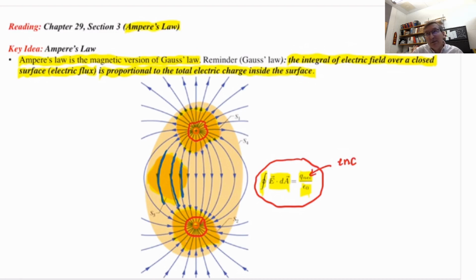But Gauss's law says I don't have to actually do the integral of E dot dA to get the electric flux. I can just take the total Q enclosed and divide by epsilon 0. Aha! But there is no Q inside S3, yes? None at all. So the Q enclosed is 0. So the integral of E dot dA for surface 3, that's 0 for that surface.